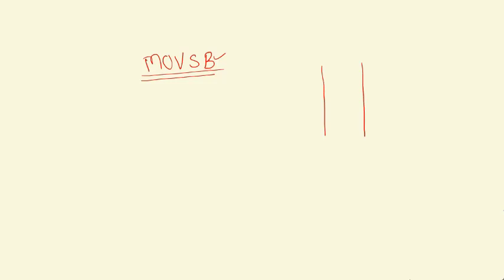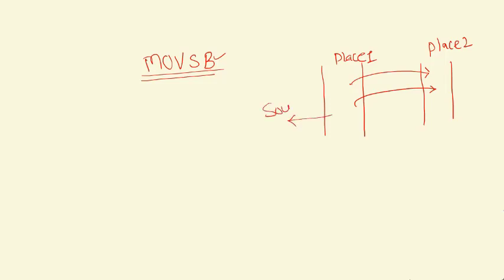Let us suppose this is place 1 or location 1, and this is place 2. We have to move the data from place 1 to place 2. So this is the source, and this place 2 is the destination.